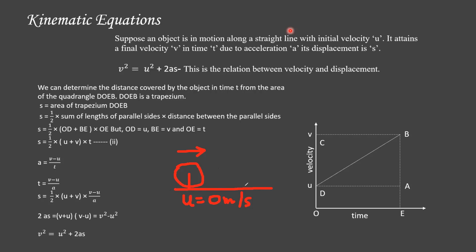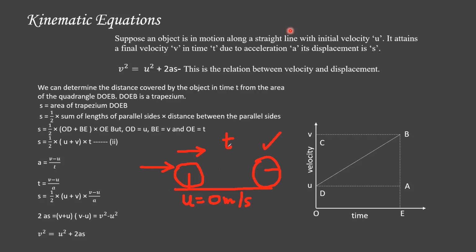Let's say this horizontal line is a table, and I give it a push. I give it a push from here, and it starts rolling on the table. Now, if you look over here, it attains a final velocity v in time t due to acceleration a, its displacement is s. So basically, our ball went over here, like this, and it took some time t to reach this destination.